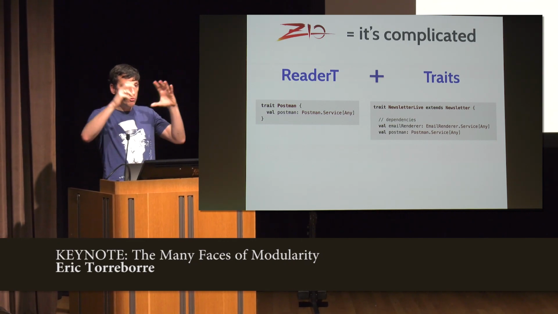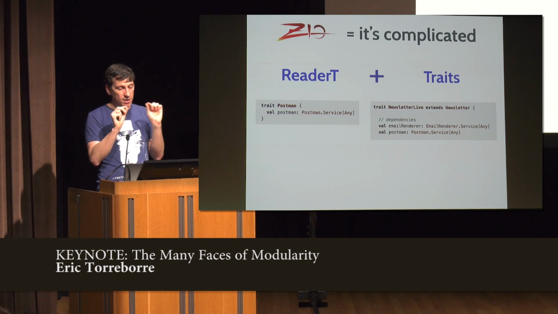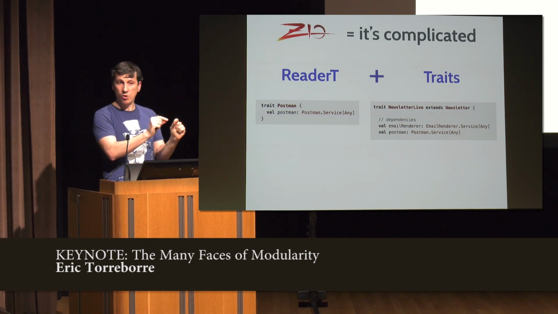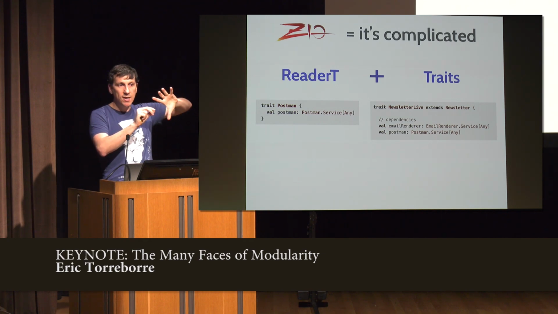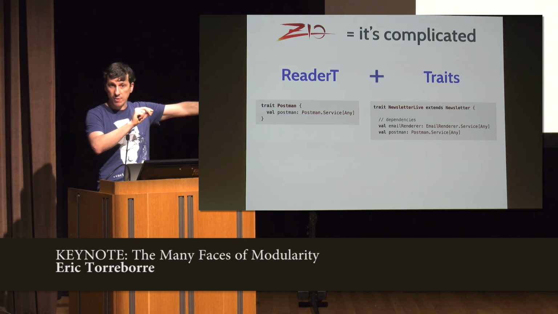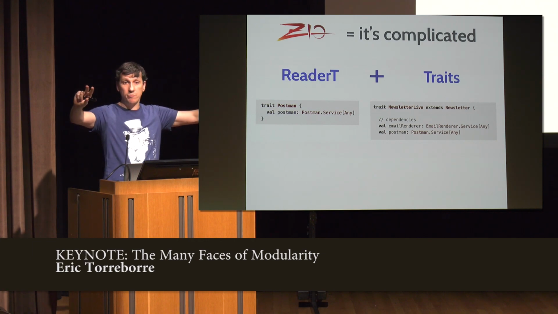That also means that in your graph of dependencies, when you have the newsletter depending on the postman, it can only ever depend on one postman. You cannot say, in one part of my graph, I want to use this postman, and in the other part of my graph, I want to use another postman.